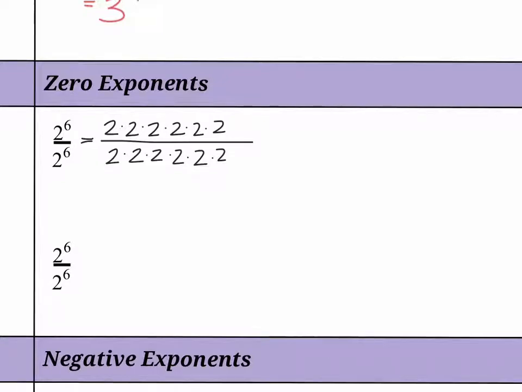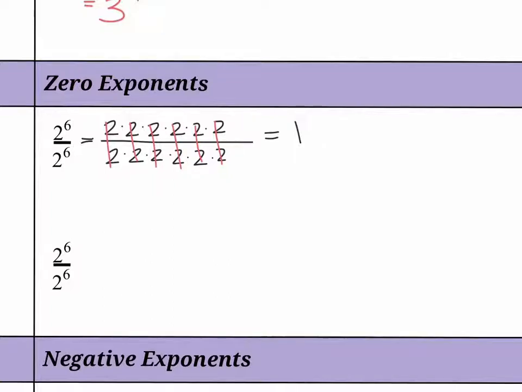So how can we simplify this? Well, 2 divided by 2 is 1. This is 1, 1, 1, 1, 1. So they all cancel out. What's left over? Well, something divided by that same thing is going to be 1. So where's the 0 exponent?